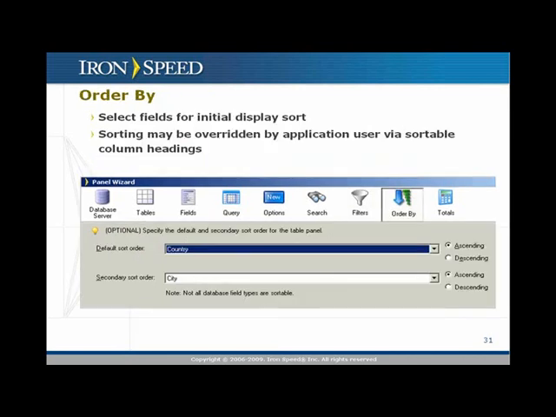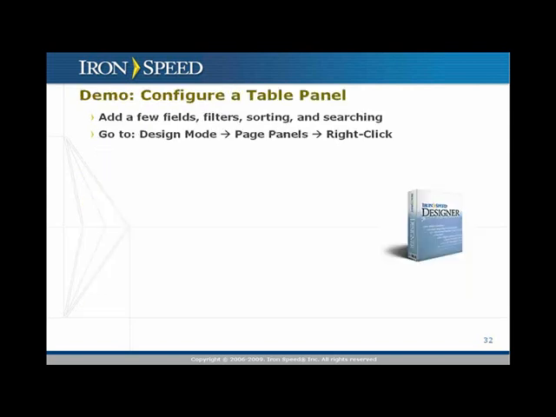Next, we have the express sort that you want, a primary and a secondary sort. This, of course, is usually overridable by an application user by clicking a column heading, but this allows you to present your data the first way that you want when it's displayed. Okay. Now let's move on to a demonstration of how you would configure a table panel using the panel wizard.